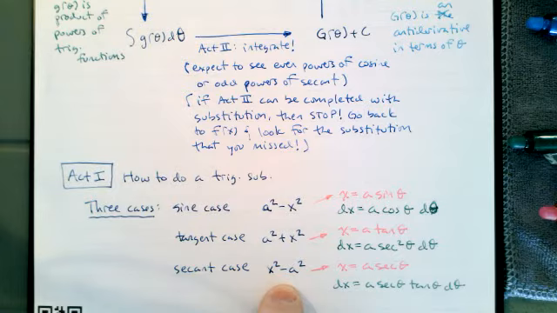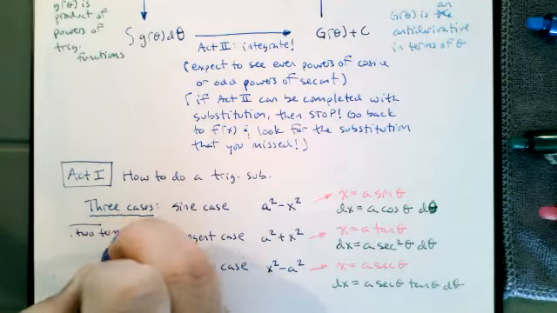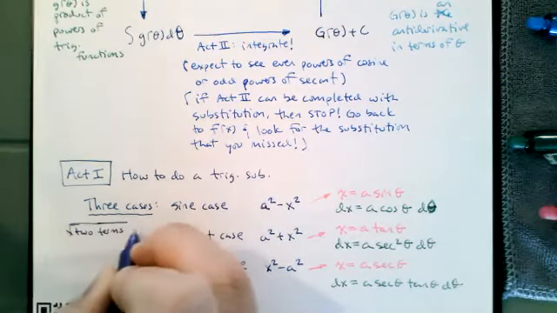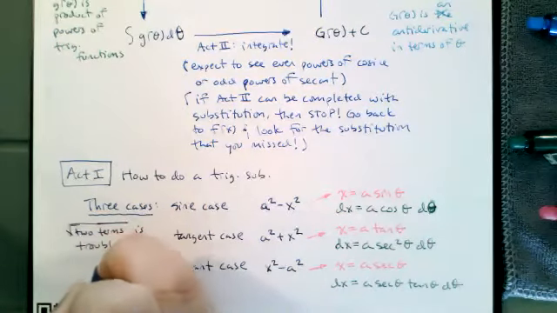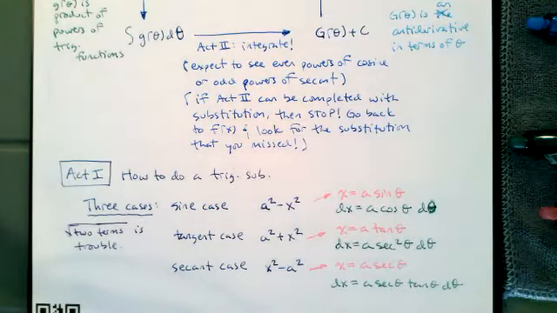So the big idea is that the square root of two terms is trouble. Square root of one term is no problem. If I have something that says the square root of a squared minus x squared, that's messy. But if it was just the square root of, say, w squared, I get to just write w. So that's good. That's progress.